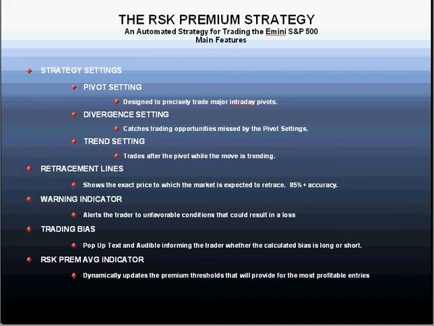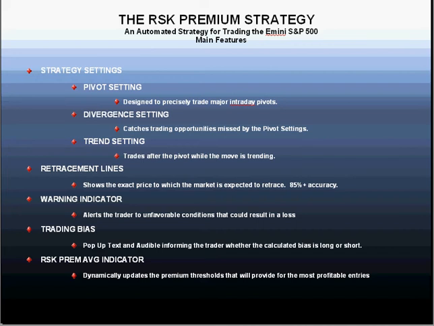The strategy settings contain three different means for entering our trades. One is based upon major intraday pivots. The divergence setting is based upon opportunities that the pivot setting misses. And our third trend setting allows us to enter the trade after the pivot has taken place.